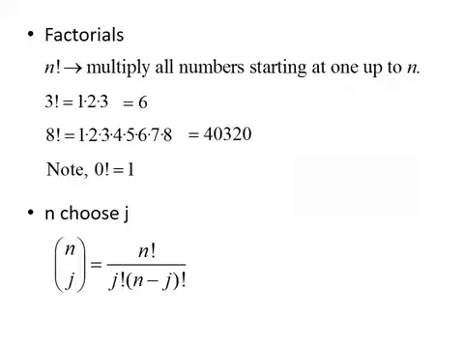And the other topic that we need to discuss before we can talk about the binomial theorem is n choose j. So if you see a set of parentheses with an n and a j, with the n being above j, that's called n choose j. And we evaluate n choose j using this formula. n choose j is equal to n factorial divided by j factorial times (n minus j) factorial.